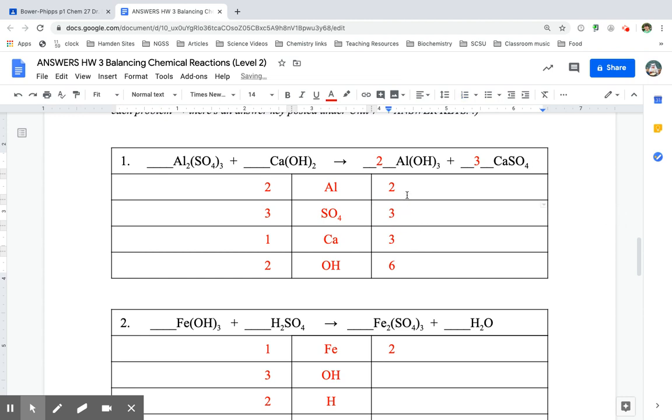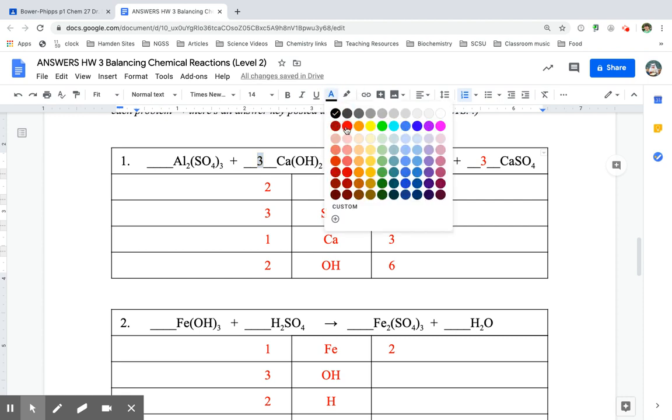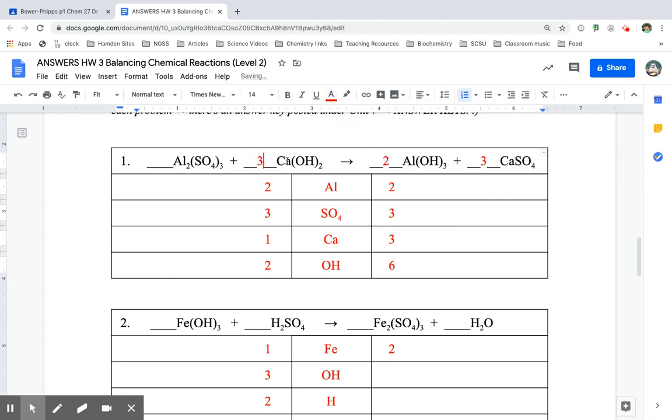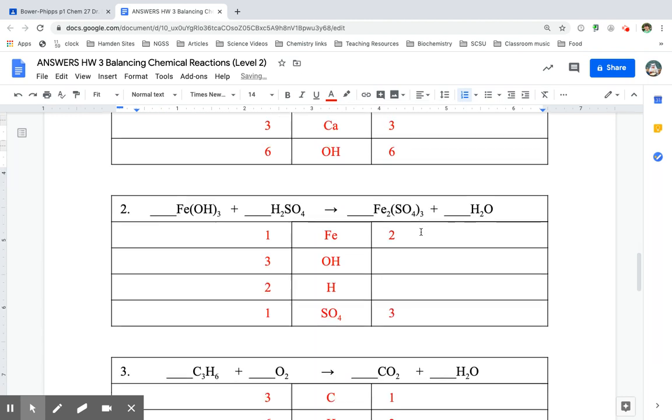Good job, math. All right. 2 and 2 Als. 3 and 3 SO4s, 3 and 1. Oh, we need 3 Cas on this side also, so I put a 3 in the top here. It multiplies through, 3 times 1 Ca. Now I have 3 Cas. 3 times 2 gives me 6 OHs. And then we're done. If you want to, you can put a 1 there. You don't have to.